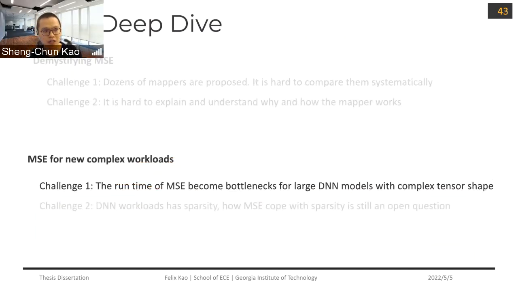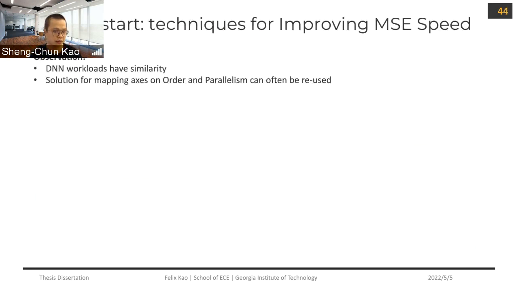So in the next part, I'm going to talk about the challenges MSE might face for the new complex DNN workloads. First is the runtime of the MSE. Since we run MSE layer by layer of the DNN model, the runtime increases linearly with the number of layers. It becomes cumbersome when dealing with extremely large models. So to this end, we propose an improvement technique called warm start. It is motivated by two observations.